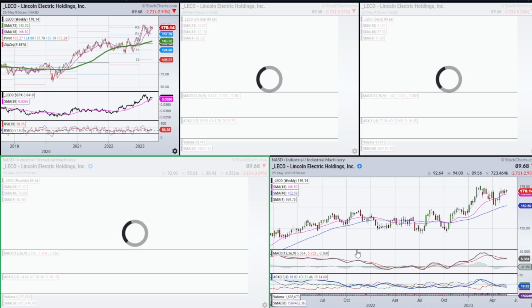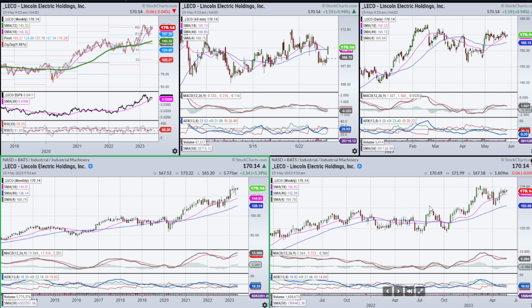So LECO, this is one that meets the requirements of rising moving averages, right? And the ADX and the MACD on the last new high confirmed. But then on the pullback, it was a little deep. We had kind of a big red bar, and we have overcome that, and now we're working sideways.